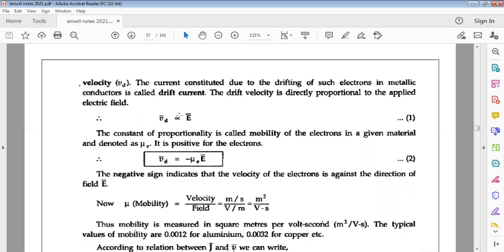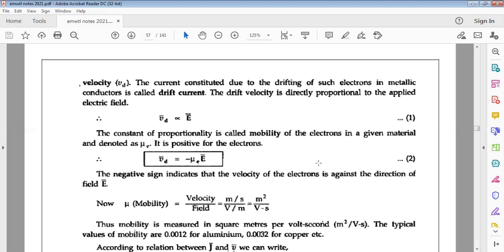So Vd bar is proportional to E bar, the electric field intensity. The constant of proportionality is the mobility of electrons, that is mu e, which is positive for electrons. Vd bar is equal to minus mu e into E bar. The constant of proportionality is the mobility of electrons in a given material, denoted as mu e. It is positive for electrons. Okay. The negative sign indicates that the velocity of electrons is against the direction of the E bar. You know, the electron flow is always in one direction and the applied current is in the other direction.